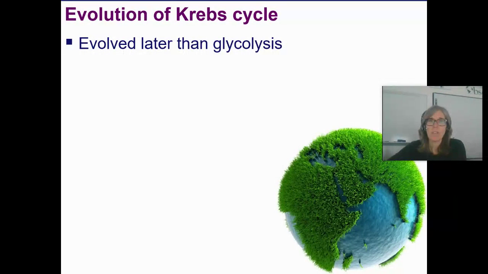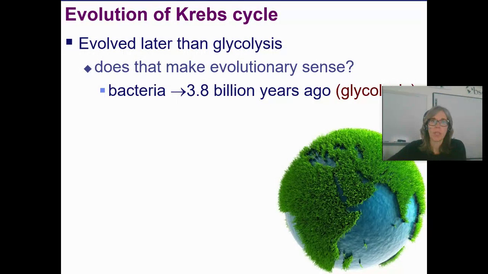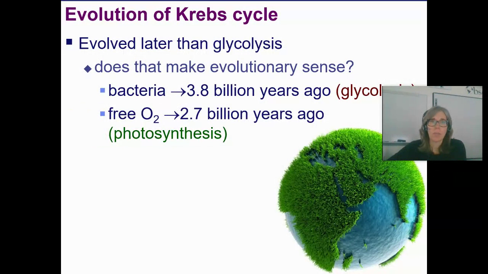Okay, so evolution of the Krebs cycle. This happened later than glycolysis because it requires oxygen. So we needed an environment that had oxygen before this evolved. So does this make sense? Well, bacteria evolved 3.8 billion years ago or so, and that's when glycolysis evolved. But then free oxygen was only present about 1 billion years later because of photosynthesis. And this Krebs cycle thing requires oxygen, and so it had to evolve after we had oxygen present in the environment.